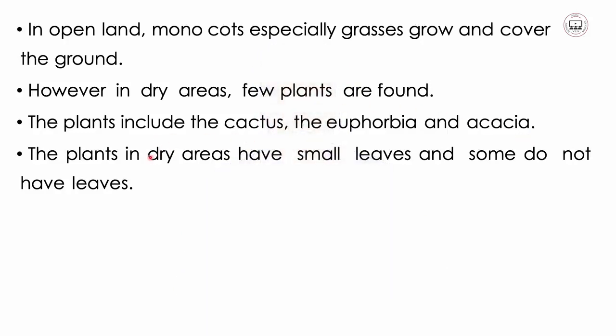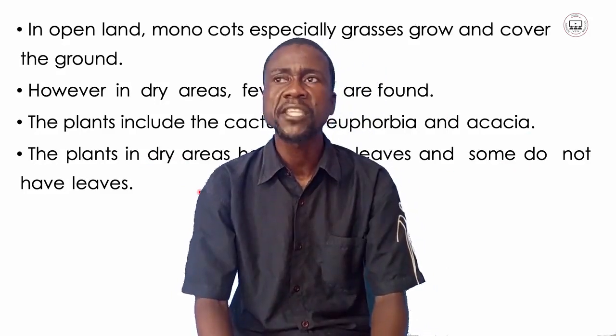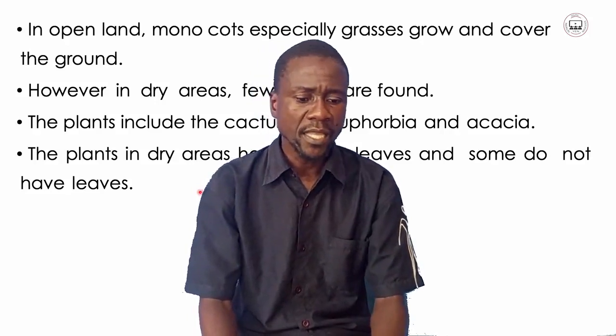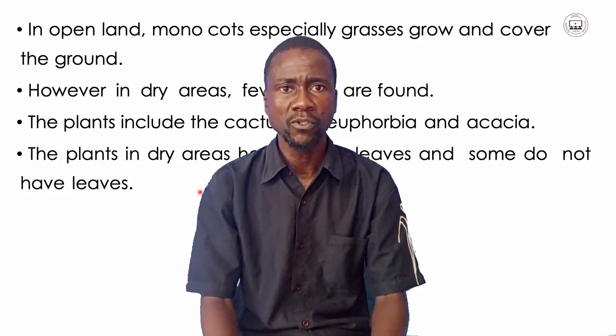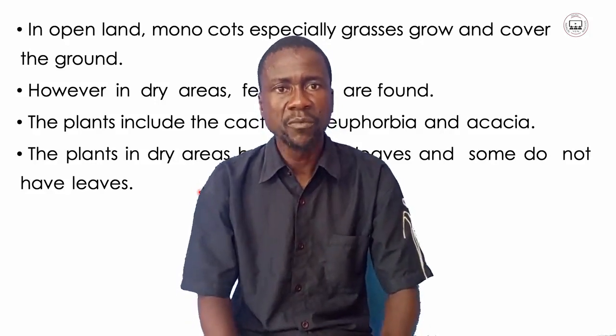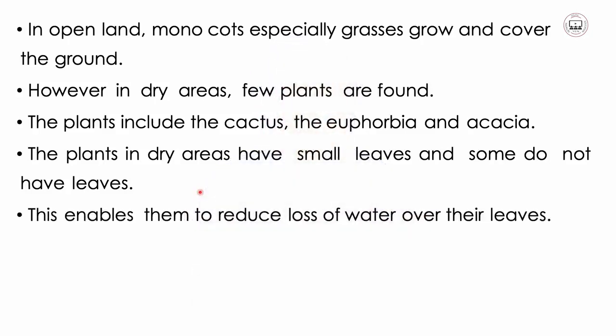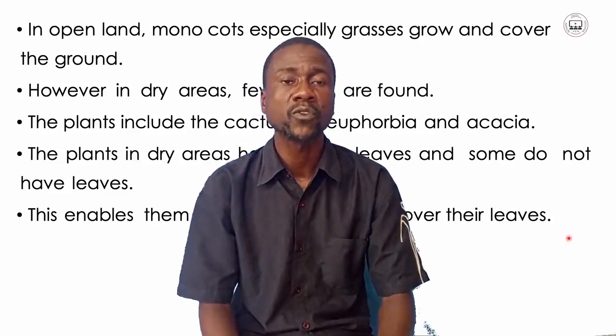The plants in dry areas have small leaves, and some do not have leaves. More especially, when it comes to the dry season, some shed their leaves, while some have small leaves, and some do not have leaves at all. For those that have small leaves, this enables them to reduce loss of water through the process we call transpiration.